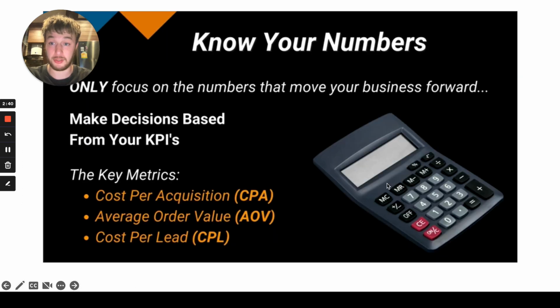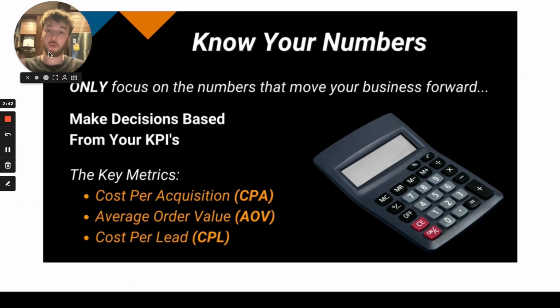Another very important thing is know your numbers, do the math. No one is talking about this, but it's a very important thing in affiliate marketing. You have to only focus on the numbers that move your business forward. So what are those numbers? Those are, for example, the key metrics. The 3 key metrics in Google Ads, or affiliate marketing overall, are, first, cost per acquisition, CPA. How much does it cost for me to acquire a customer?